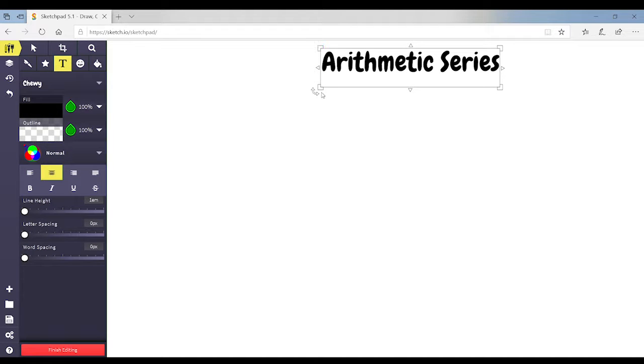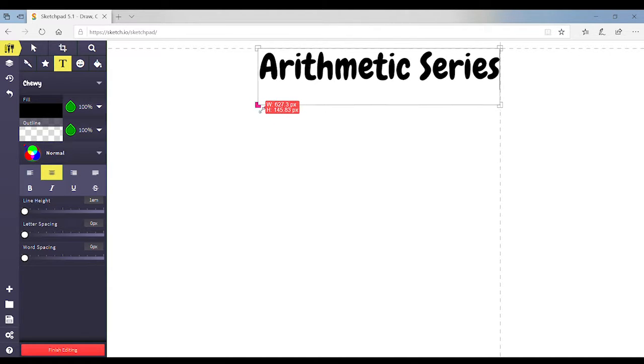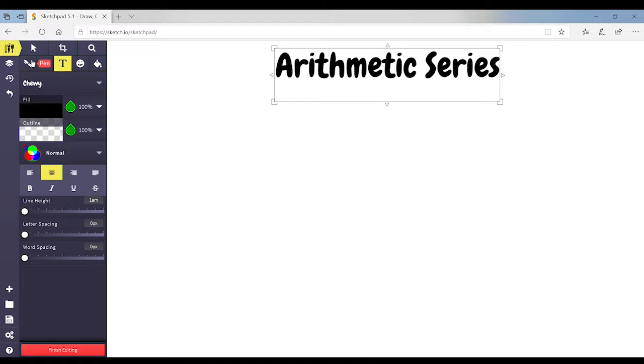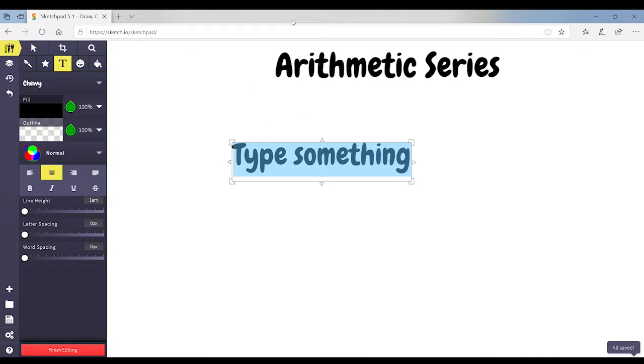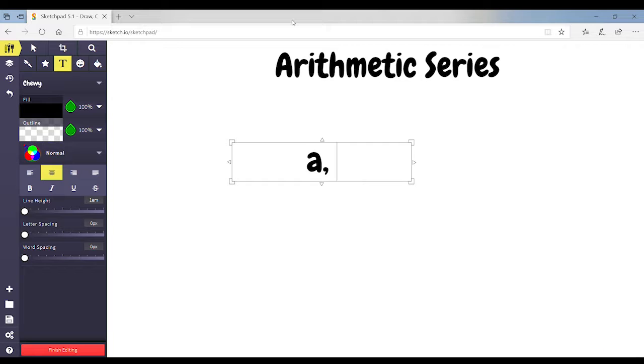Arithmetic series. So arithmetic series are a set of numbers. Let's say the first number is A. Now the second number might be A plus, let's say, some constant D. The third number would be A plus D plus D.